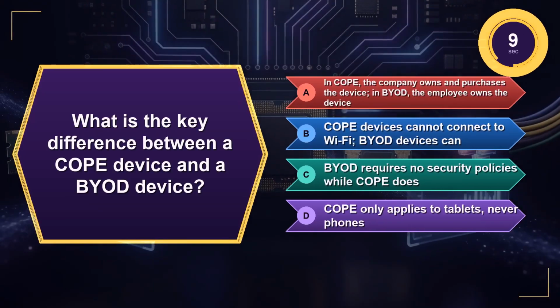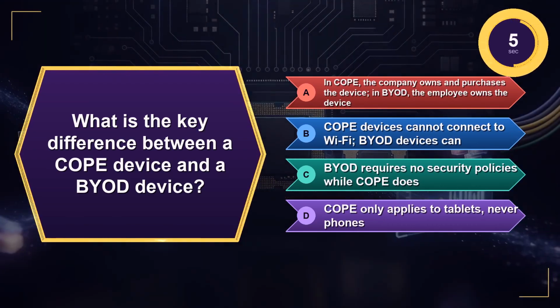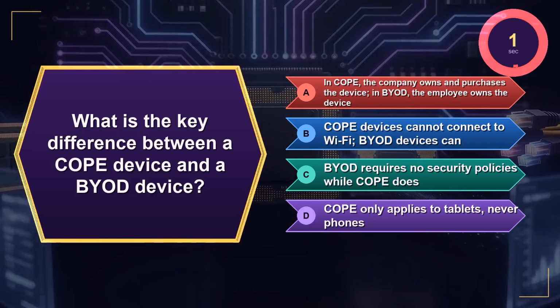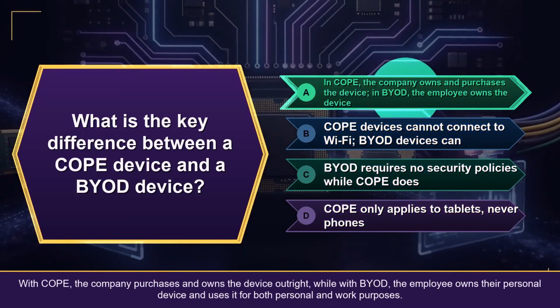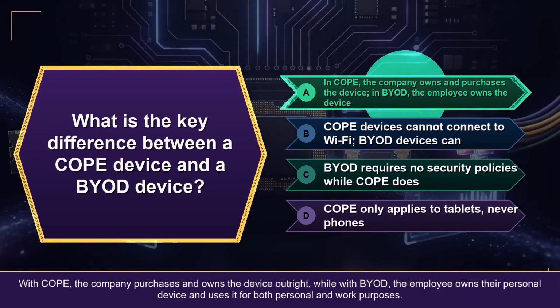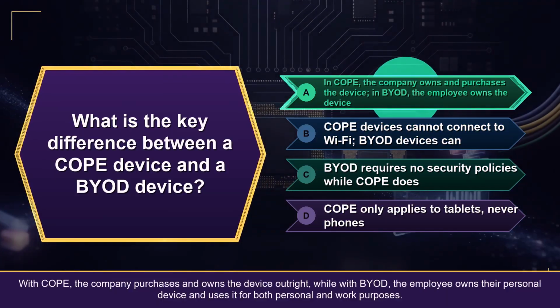What is the key difference between a COPE device and a BYOD device? With COPE, the company purchases and owns the device outright, while with BYOD, the employee owns their personal device and uses it for both personal and work purposes.